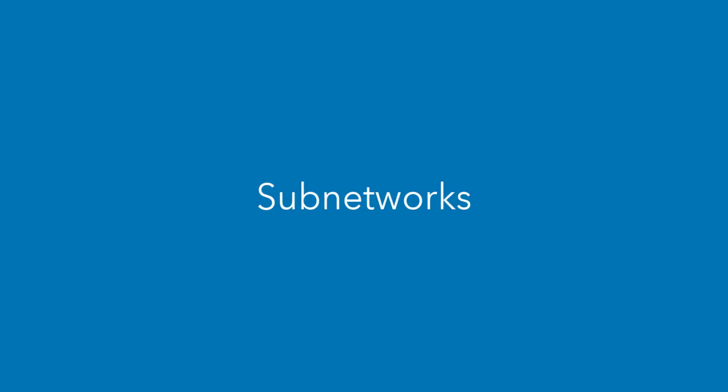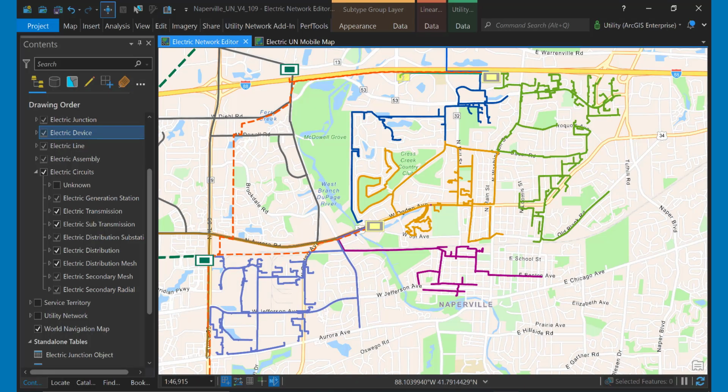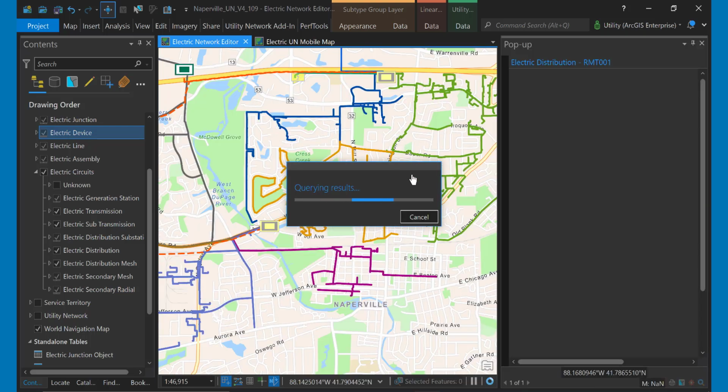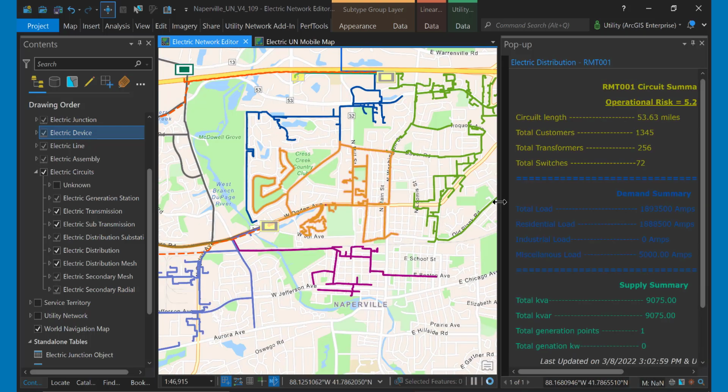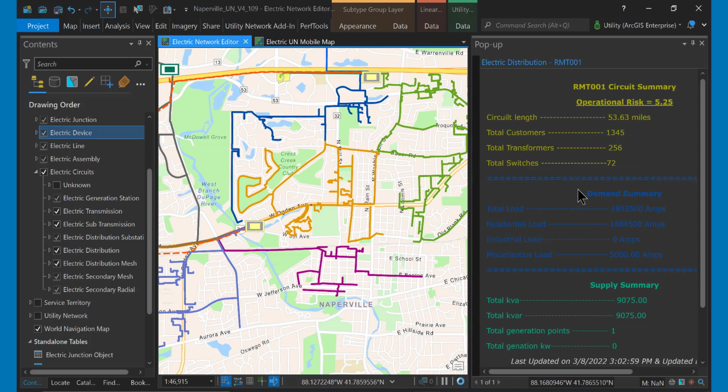The next topic that we'll go over is subnetworks. Here we've zoomed out a bit so that we can view our entire network. Now, subnetworks are defined as a connected subportion of the network. So these are circuits in the normal electric utility language. Subnetworks are important to utility because they're going to be able to give the operations team a situational awareness of how the system is configured.